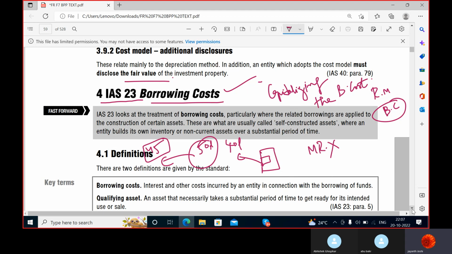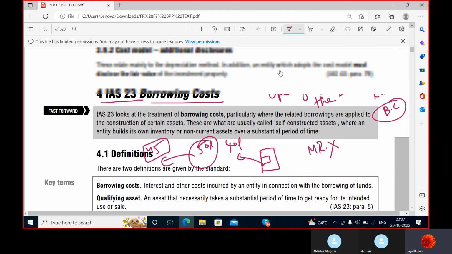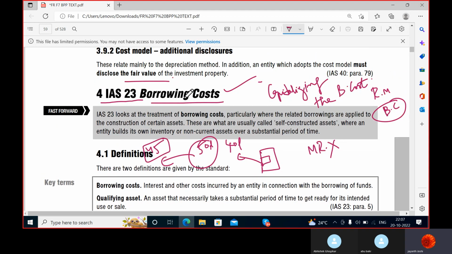That's it. Finished. So the treatment is that IAS 23 is of the opinion that whatever borrowing cost a construction company incurs should be capitalized. Okay, just read these points.